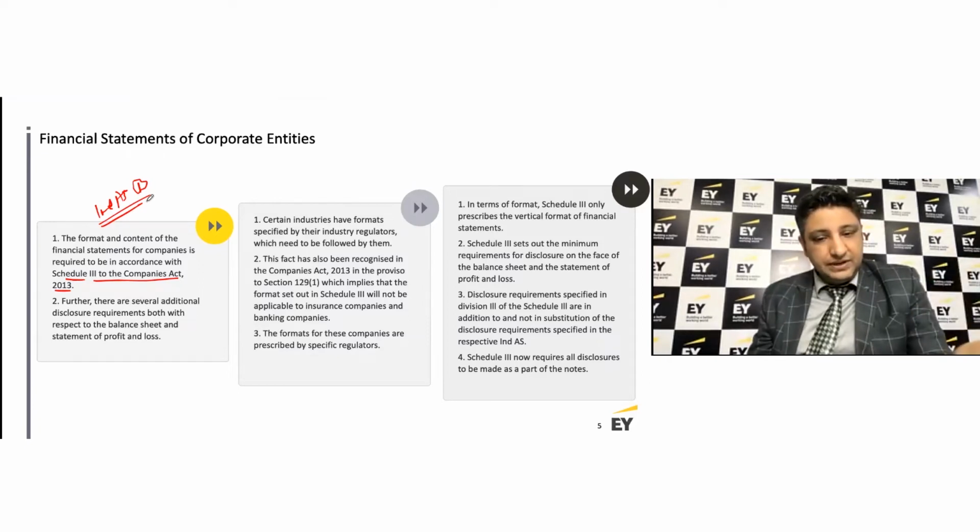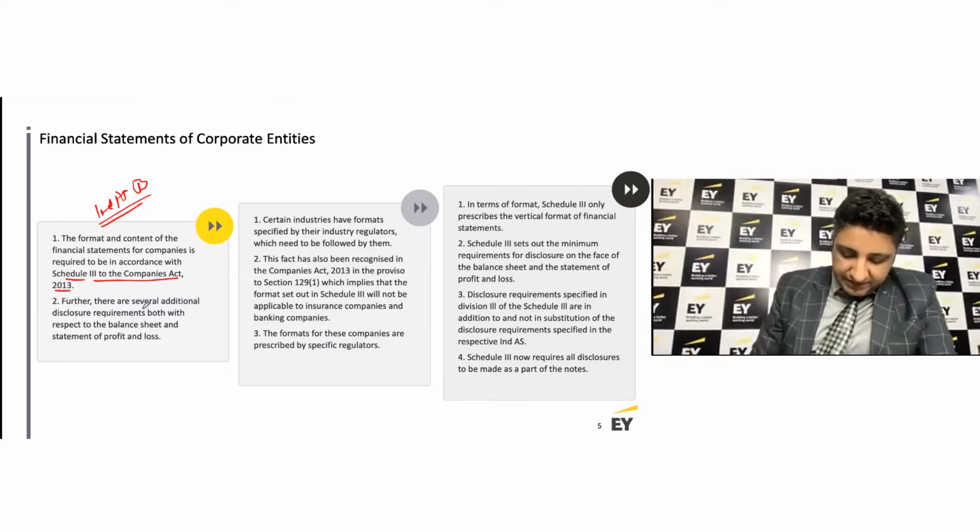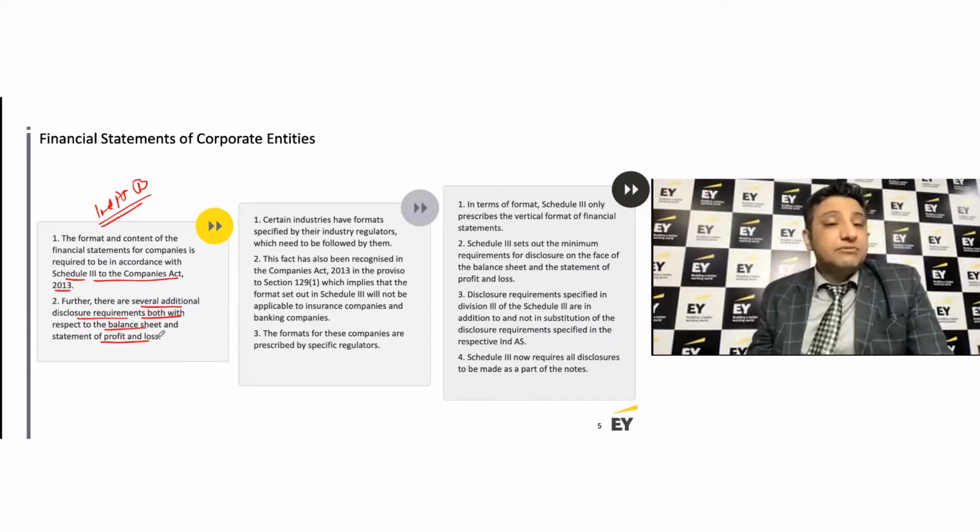You would remember in AS 1 we have talked about that. What are the minimum line items that appear on the face of the balance sheet, on the face of the statement of profit or loss. Okay. Similarly, there could be several additional disclosure requirements with respect to the elements of the balance sheet and the statement of profit or loss, which are again a part of my financial statements, right?